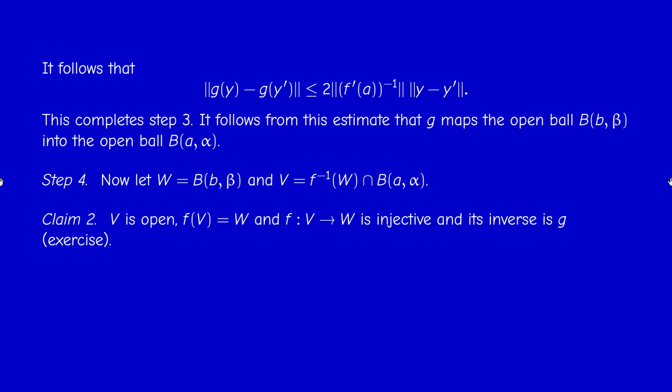Okay, and now we claim that V is open, f maps V into W, so f of V is W, and f restricted to V is injective. Therefore it's injective and surjective, so it's a bijection. It's continuous because f is differentiable, and its inverse is necessarily g, because of the relation f of g of y equals y. So I leave this to you as an exercise to check the details.